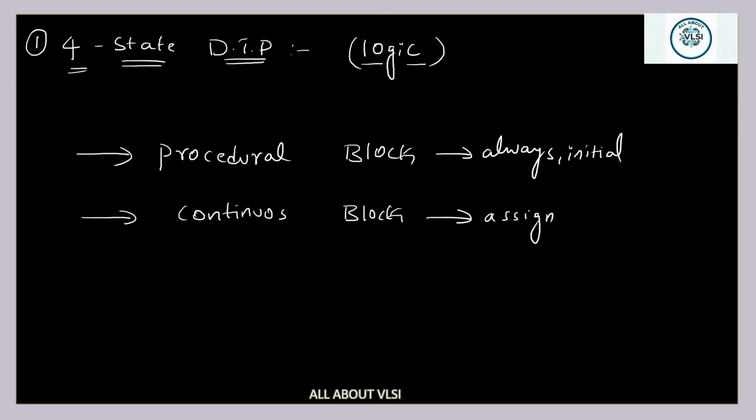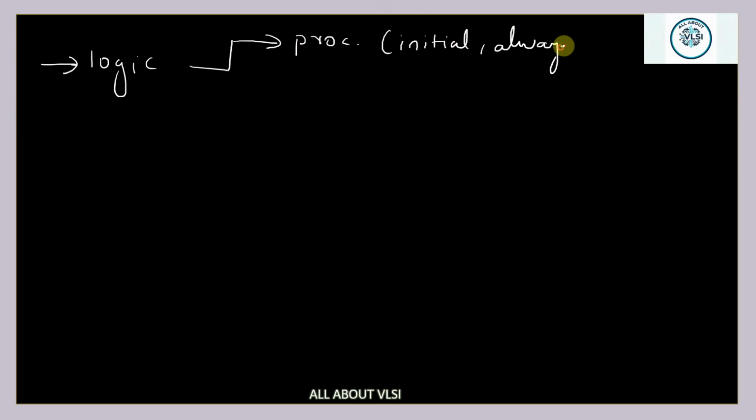So, to avoid this particular type of confusion, SystemVerilog introduces a new data type which is known as logic. This logic data type can be used both in procedural blocks like your initial block as well as your always block, and it can also be used inside your continuous assignment blocks like your assign block. With your assign, you can use logic data type.